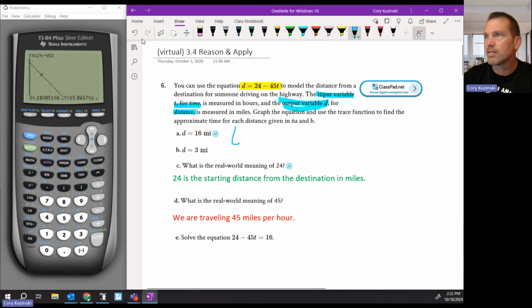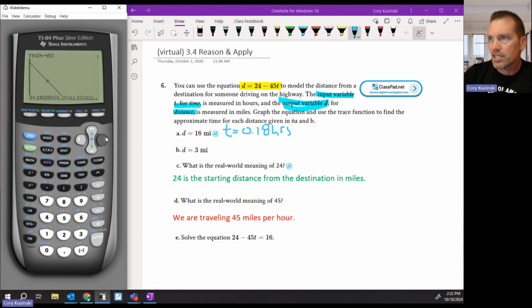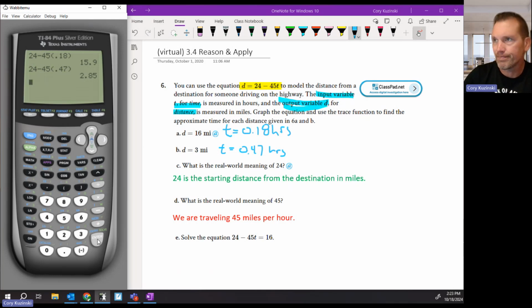So t is going to be 0.18 hours. Then what about 3 miles? Let's scroll to the right, and that's pretty close, about 0.47 hours. If we go back to the main screen, we can even check that. 24 minus 45 times 0.18 gives us about 16. And I can change that 0.18 to 0.47, just under half an hour, which gives 2.85. It's just about three, close enough.